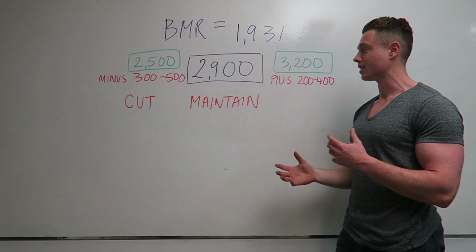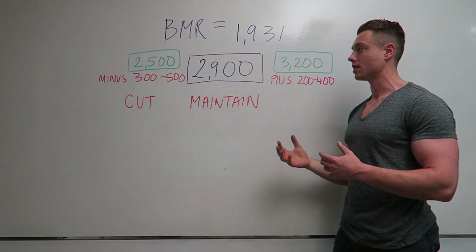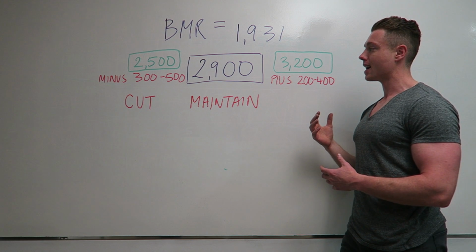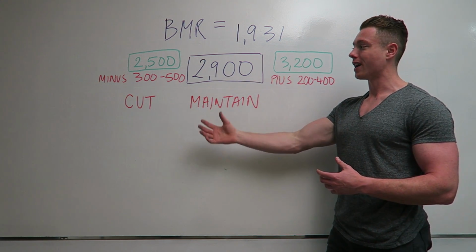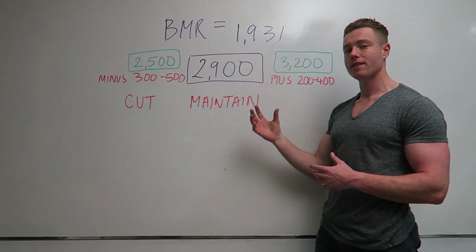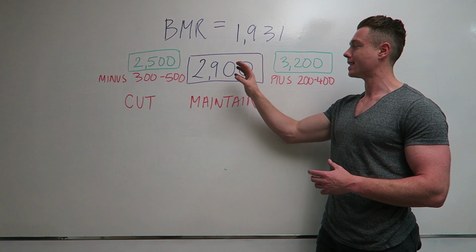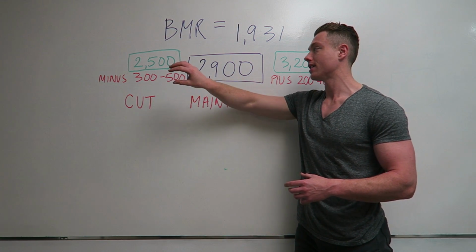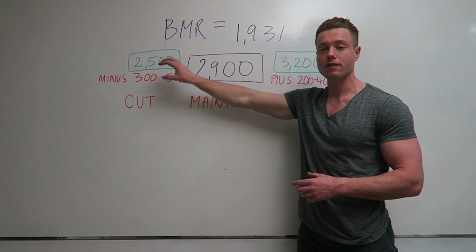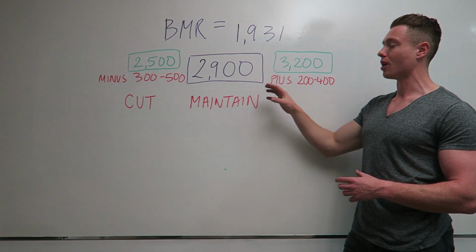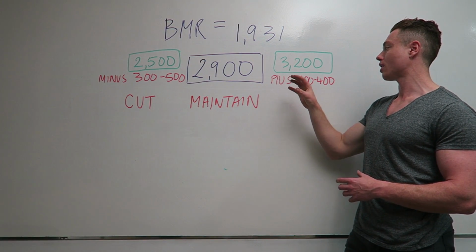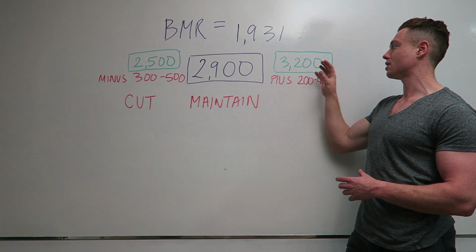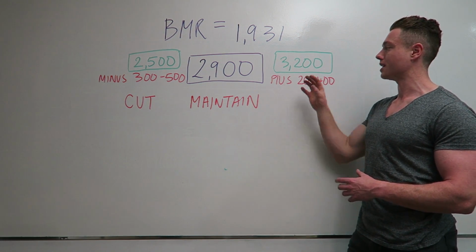So now it's pretty simple to get the bulking and the cutting numbers. I made videos previously on cutting and bulking, and you don't want to go too fast when cutting, so you want to be conservative. You want to take away, say, 10 to 20% of your maintenance calories, and that equals roughly 2,500 calories for a cut for Mike. And when you're bulking, you want to go even slower. You probably don't want to go more than 10%. So that equals about 3,200 calories for Mike when he's bulking.